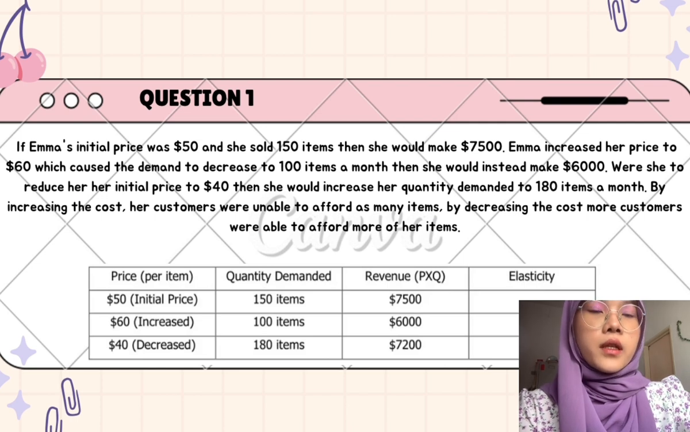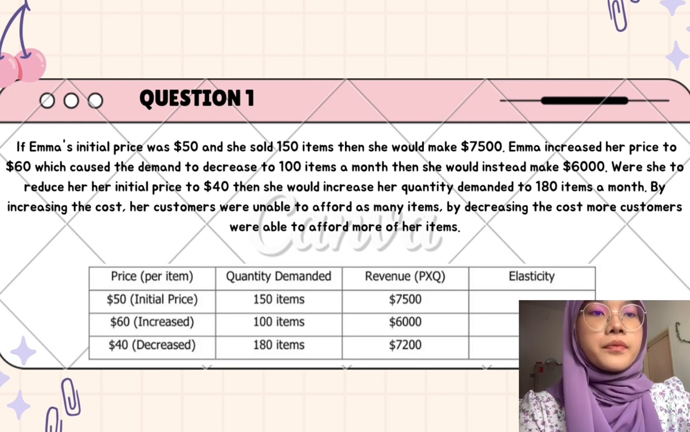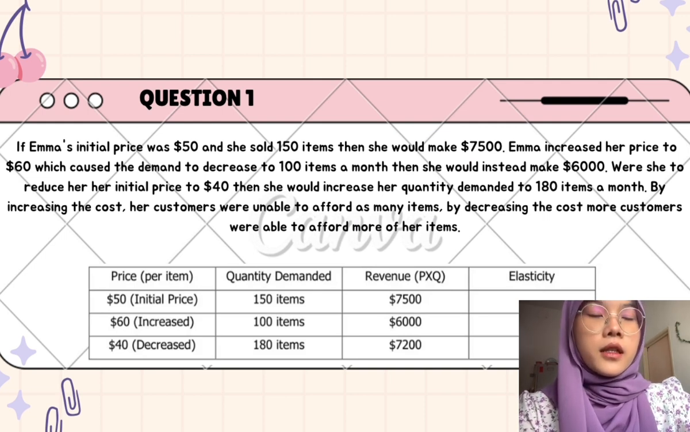Were she to reduce her initial price to $40, then she would increase her quantity demanded to 180 items a month. By increasing the price, her customers are unable to afford as many items. By decreasing the price, more customers were able to afford more of her items. There you can see the table where it was listed for price, quantity, and revenue.